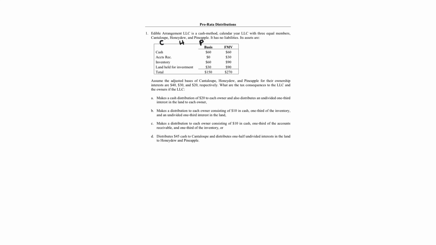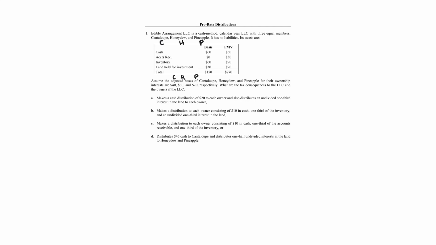Assume the adjusted bases of C, H, and P, Cantaloupe, Honeydew, Pineapple, for their ownership interests are 40, 30, and 20 respectively. So Cantaloupe is 40, Honeydew is 30, and Pineapple is 20. What are the tax consequences to the LLC and the owners if the LLC, and we have 4 different independent situations, A, B, C, and D. 4 different independent situations here, okay?